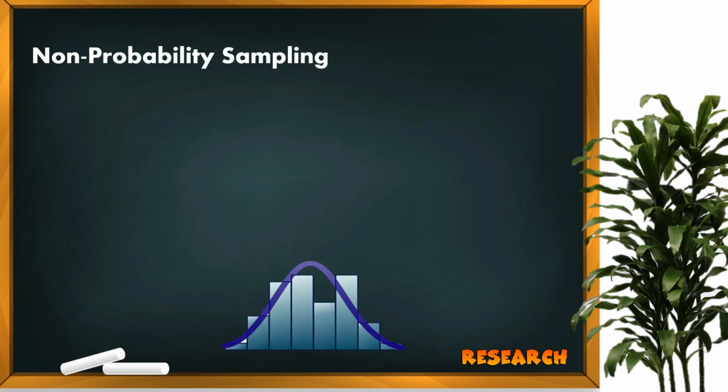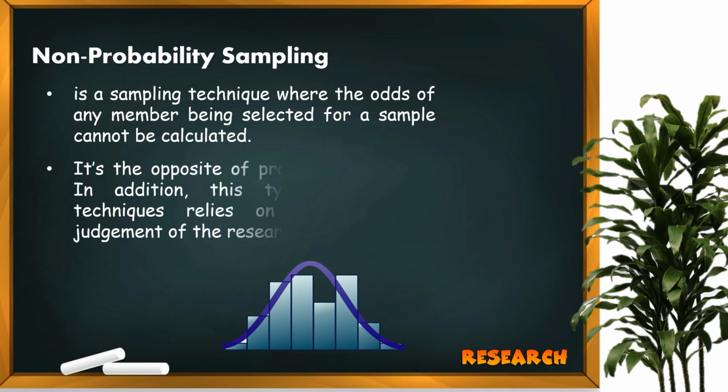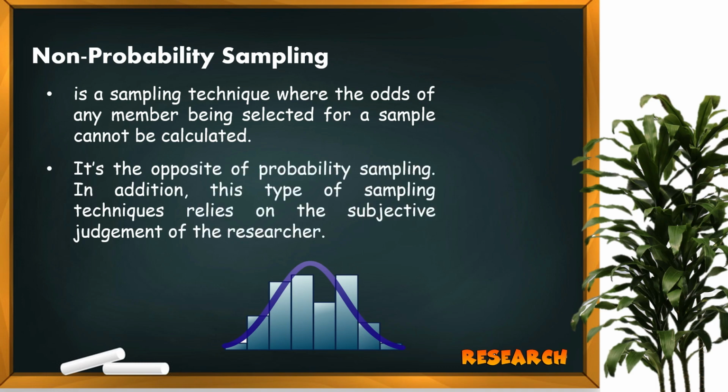While non-probability sampling is a sampling technique where the odds of any member being selected for a sample cannot be calculated. It's the opposite of probability sampling. In addition, this type of sampling technique relies on the subjective judgment of the researcher.